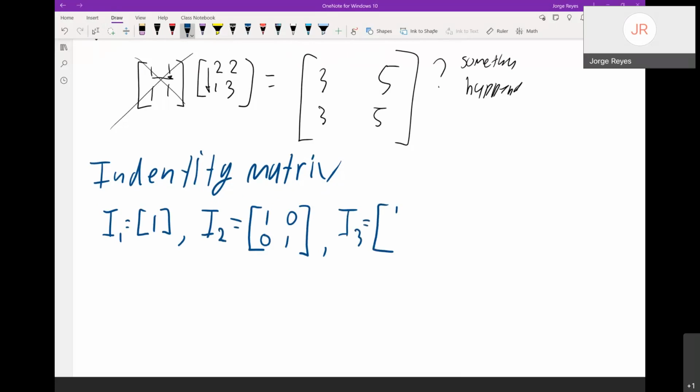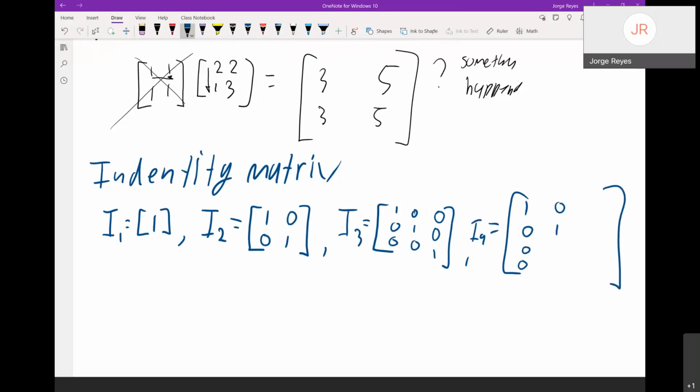If I get bigger, here's the 3 by 3's identity matrix. 1's on the diagonals, 0 everywhere else. And then I could probably squeeze this in here: the 4 by 4's multiplicative identity. And then it just goes on forever. So these are the identity matrices. Let's show you that they work.